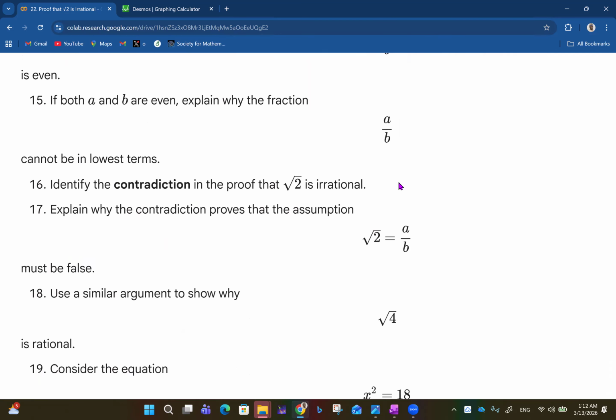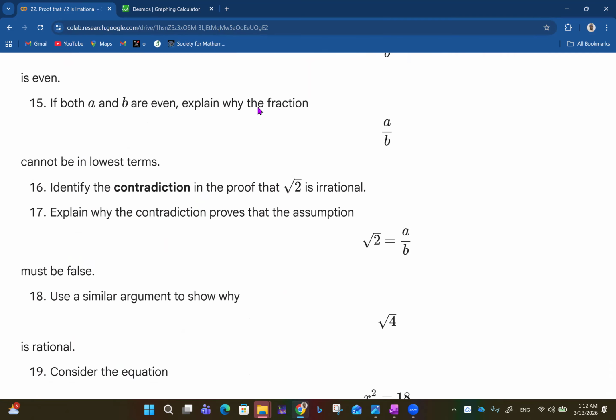Then 15, if both a and b are even, explain why the fraction a over b cannot be in lowest terms. Yeah, if both of them are even, it means they have 2 in common. So in lowest terms, they shouldn't have anything in common apart from 1. But now they have 2 in common if they are both even.